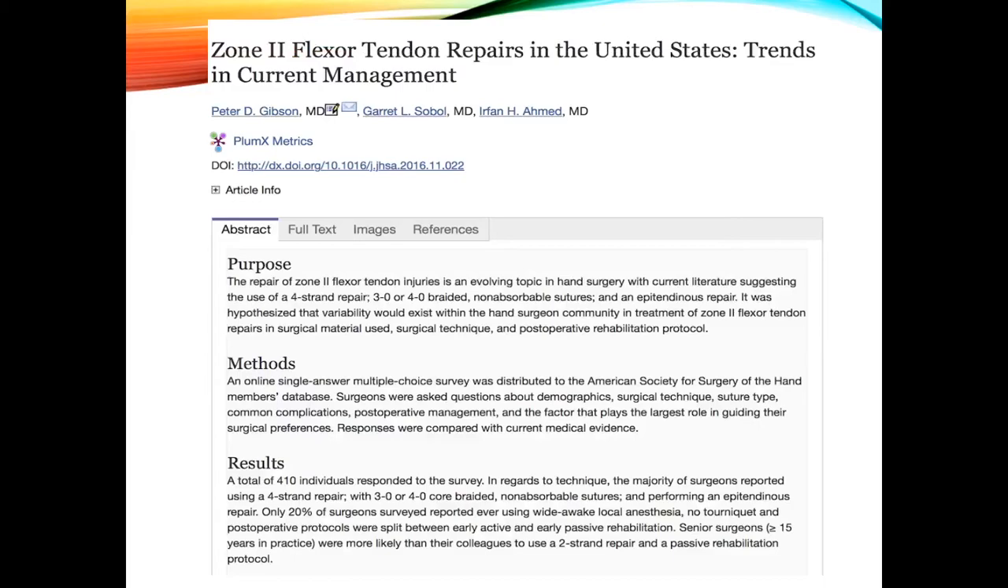So another article here talking about zone 2 flexor tendons and current trends. And this is where you see on the bottom here, the majority of surgeons are saying that a 4-strand repair is adequate with either a 3-0 or 4-0 braided suture, in addition to an epitendinous repair. Not many people in the U.S. are doing wide awake flexor tendon surgery, although there are some, and there's some benefit to doing that: you can have the patient actually flex after the repair to make sure that they're not gapping or triggering at the tendon site.